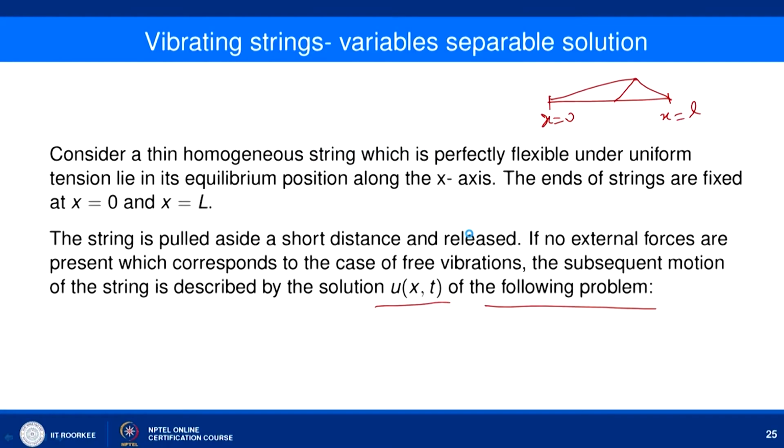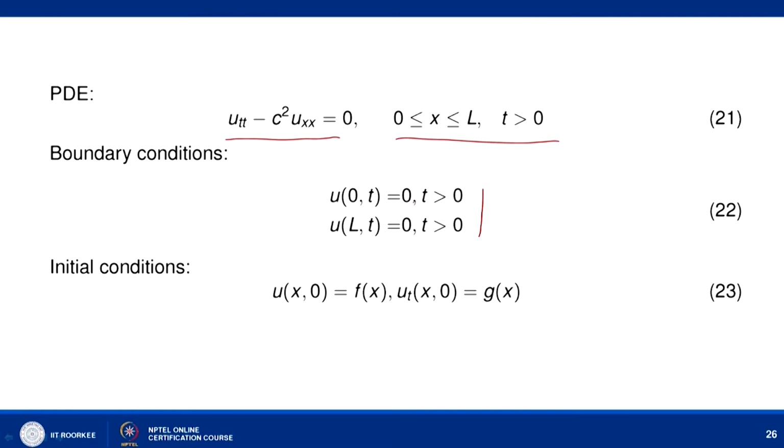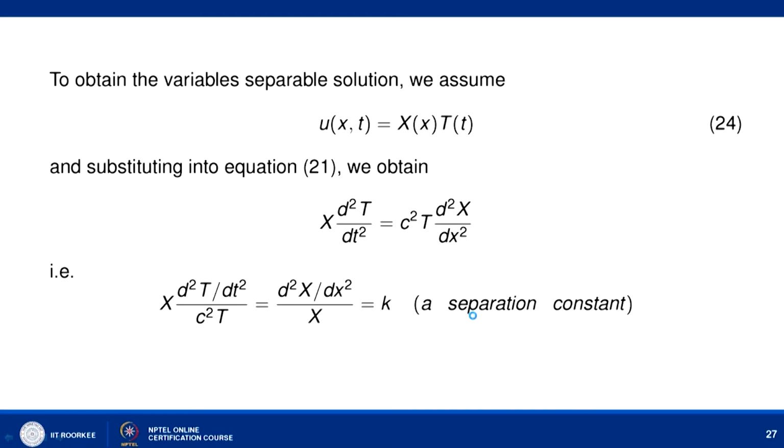We have taken the ends fixed. So, at x equal to 0, u 0 t is 0 and u L t is also 0, because the other end is also fixed. The initial conditions are given as u x 0 equal to f of x and u t x 0 equal to some g of x. Here we consider the same problem, but now we try to solve it in a different manner using the separation of variables method. To obtain the variable separable solution, we assume that u x t is equal to X of x times T of t.